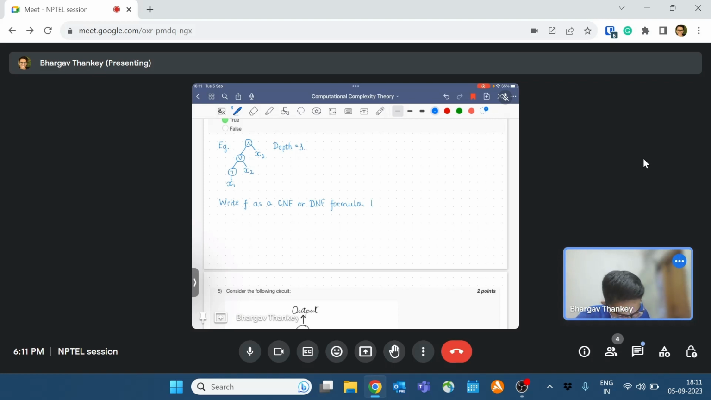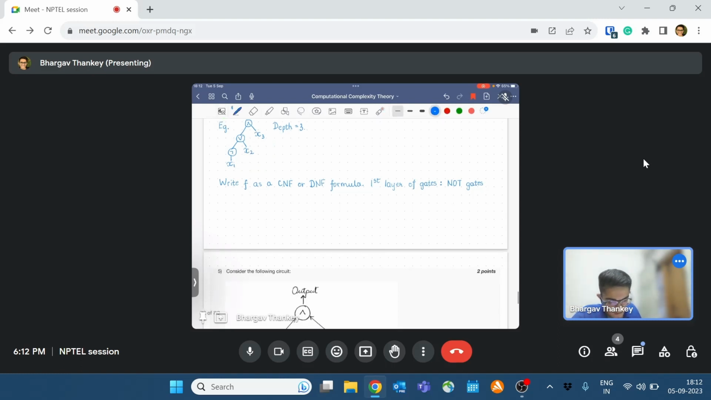We can create a circuit whose first layer of gates contains NOT gates. I'm calling the layer closest to the input the first layer. Second layer can be, depending on whether I'm writing it as a CNF or DNF: if I'm writing it as a CNF, the second layer would be OR gates; if I'm writing it as a DNF, AND gates.